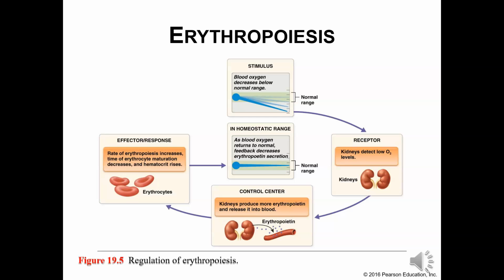So your kidneys experience tissue hypoxia. PO2 levels drop below the normal range. Kidneys detect this low O2 level. That's called tissue hypoxia. Kidneys then will produce more erythropoietin and release it into the blood. EPO then travels to the bone marrow, causes erythropoiesis to increase, and therefore the hematocrit will also increase. And that brings the level of oxygen back to normal, closes the feedback loop, and that decreases any more erythropoietin secretion. And your blood oxygen level goes back to the normal range.